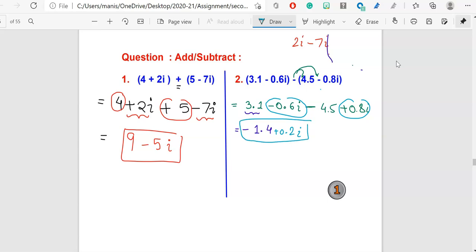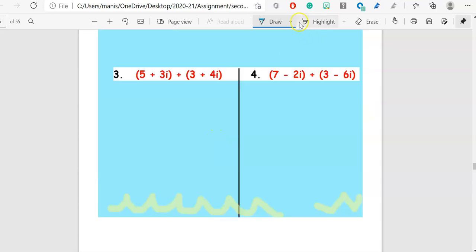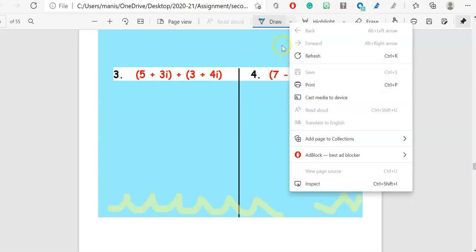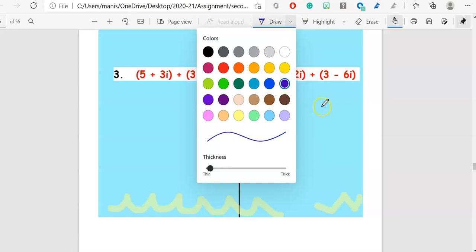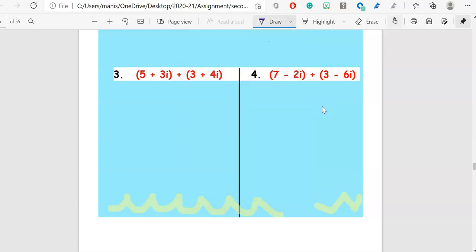Okay, so it's just regular addition subtraction. Only thing, instead of x or y, we have our imaginary number i. Let's look at question number 3. Now when you see the addition sign in the middle over here, it becomes a lot easier for you. Alright, so it says 5 plus 3i plus 3 minus 4i.